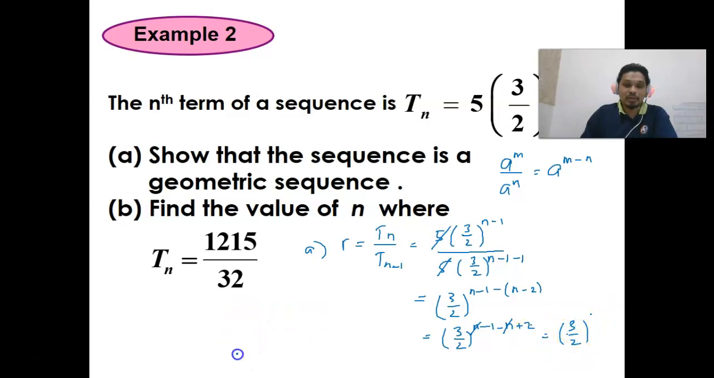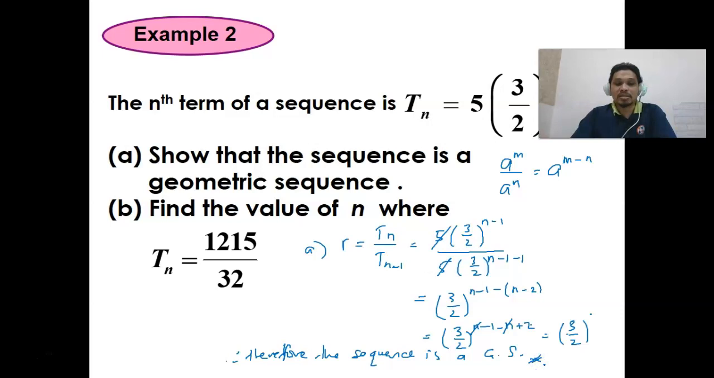So we come up with a conclusion that therefore the sequence is a geometric sequence. Okay, that's the solution for question A. Now find the value of n where Tn equal to, okay, let's find that.